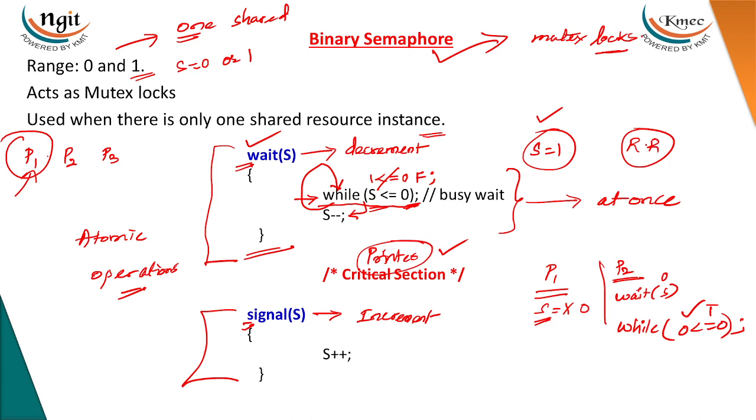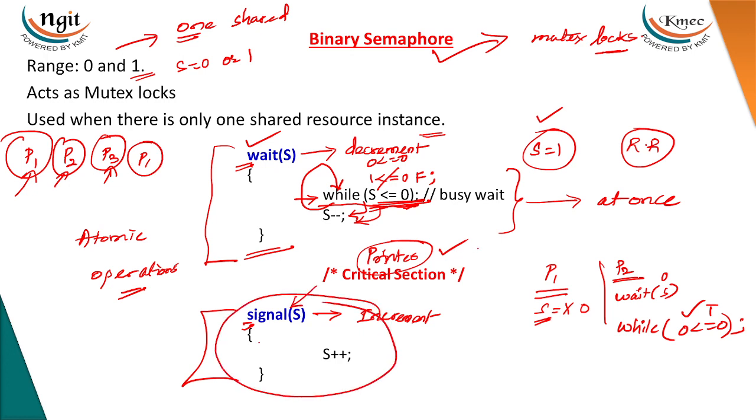Similarly p2, after the round robin time, will come out, and then p3 executes wait, s value 0, 0 less than or equal to 0, true. Until this condition is false, it cannot execute s minus minus. Now what will happen? After some time, p1 will finish using the printer and execute the signal.